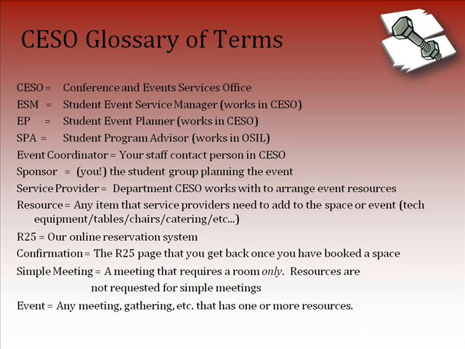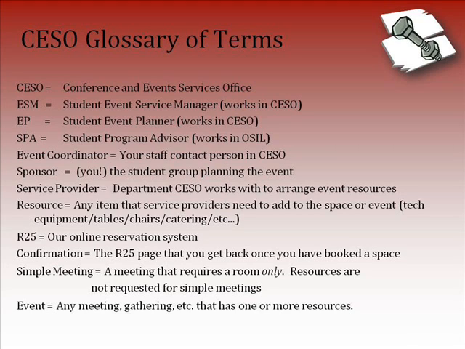Here are some common terms used in the event planning process. CISO is the Conference and Event Services Office. ESM is a Student Event Service Manager who works in CISO. An EP is an event planner who works in CISO. And a SPA is a student program advisor, and they work in OSIL.